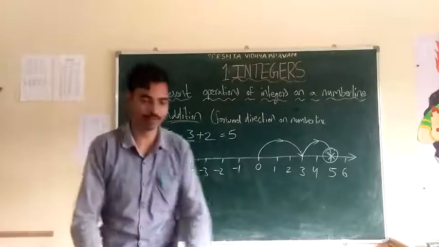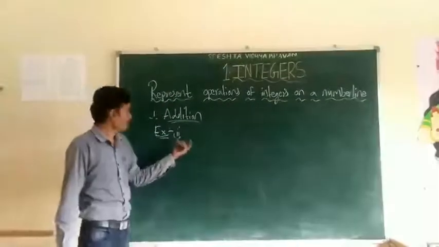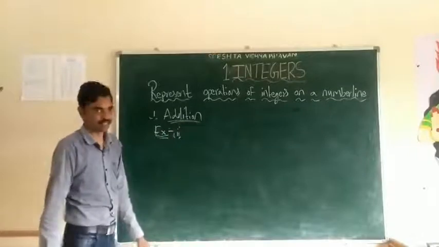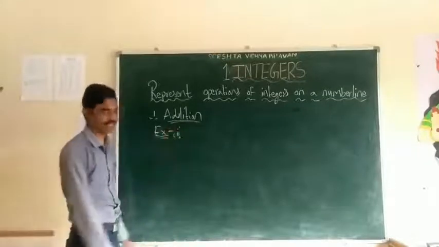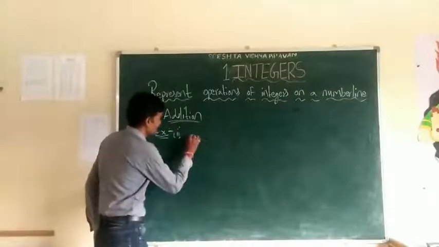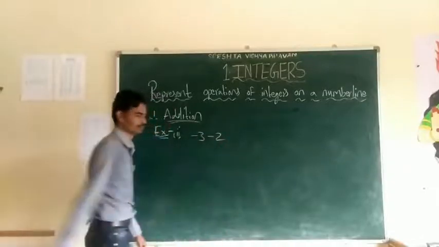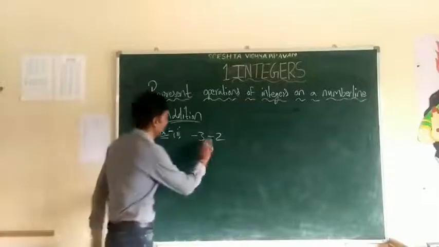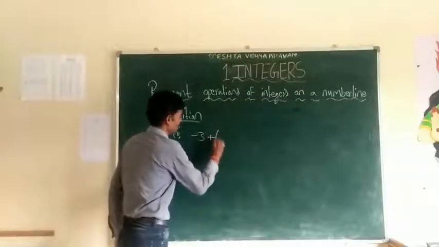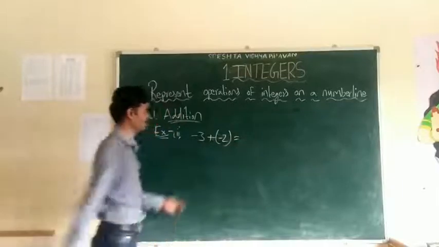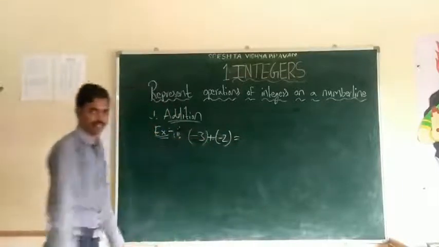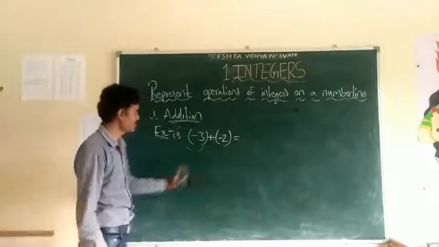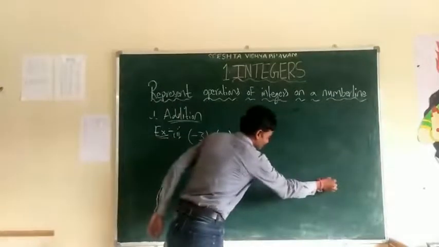Next, see another example. In example 2, take two negative integers. That means we have to add two negative integers, that is, minus 3 and minus 2. These are the negative integers we have to add. Minus 3 plus minus 2. Now we have to show this on the number line.